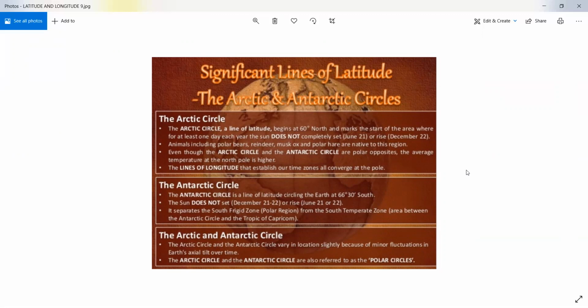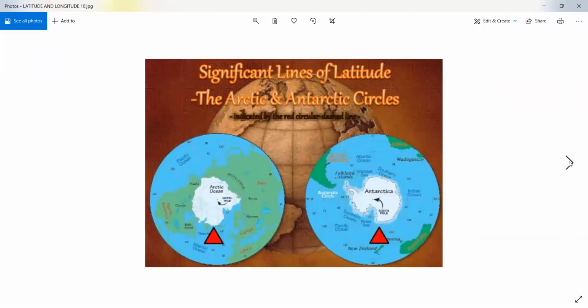It separates the South Frigid Zone polar region from the South Temperate Zone, and it is between the Antarctic Circle and the Tropic of Capricorn. The Arctic Circle and the Antarctic Circle vary in location slightly because of minor fluctuations in the Earth's axial tilt over time. They are also referred to as the polar circles.